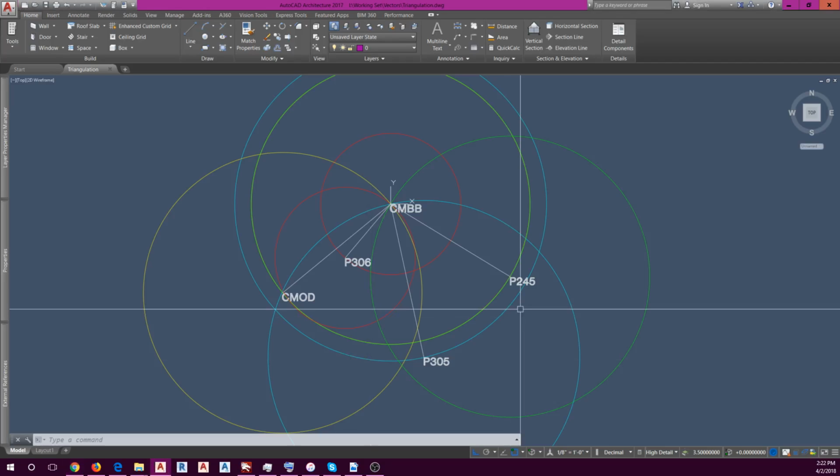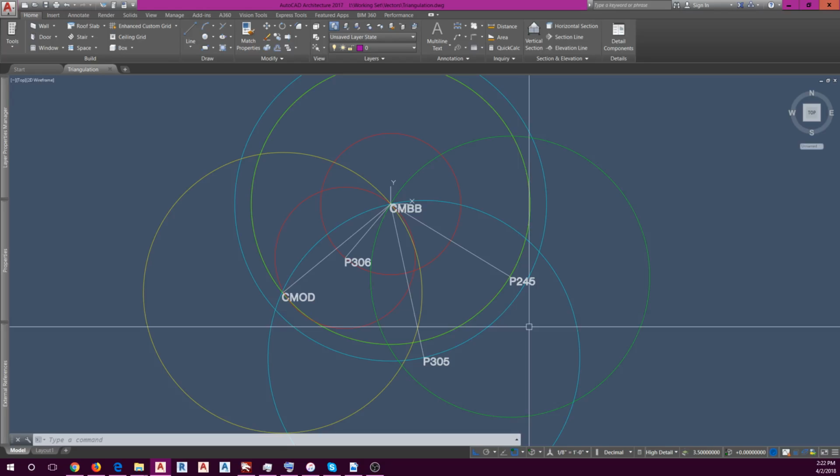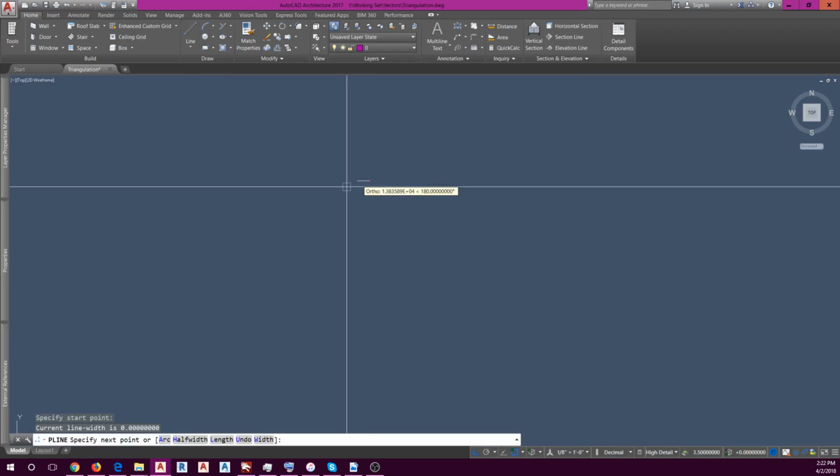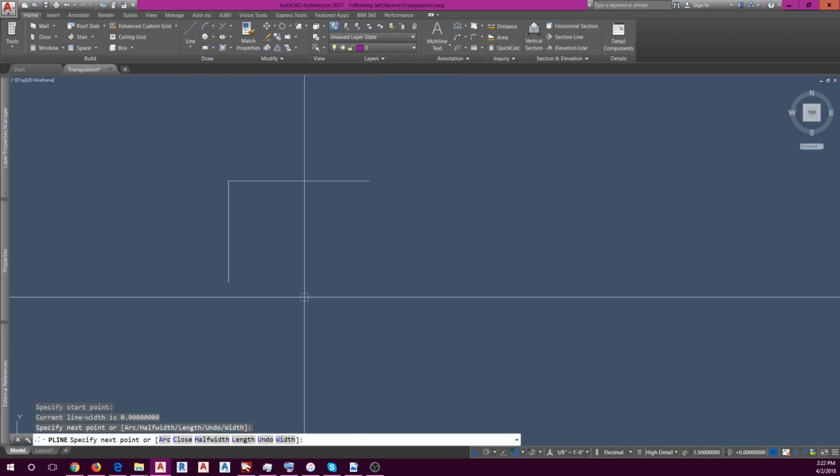I'm not going to actually do triangulation because it's very specific for each case that you're in. Instead, I'm going to explain the reasoning behind why triangulation works and how to use it. So, this is the idea of triangulation. It's a triangle.